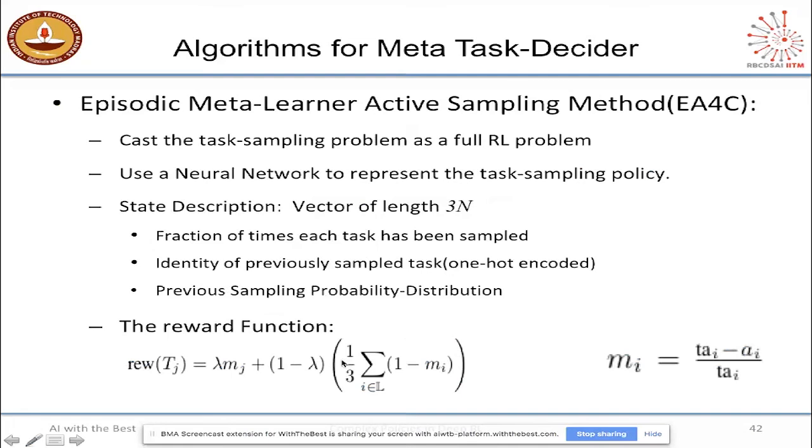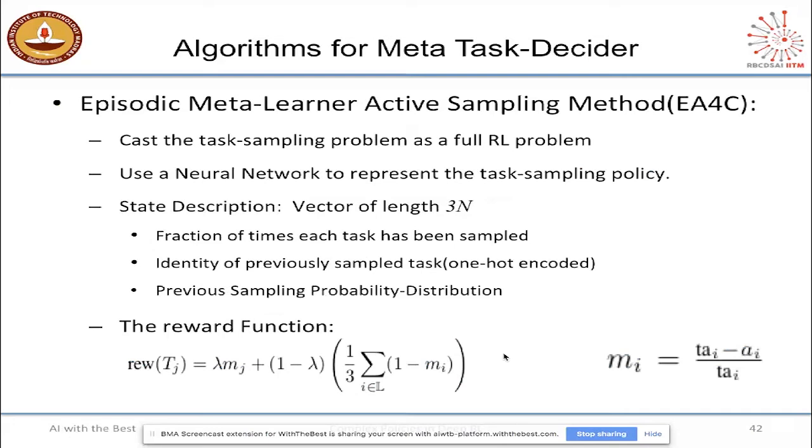And my reward function is essentially some kind of a weighted average of this relative performance measure over the last 3 time steps. And this essentially gives me some context, it doesn't just tell me the immediate performance improvement, but looks at things over a longer window.